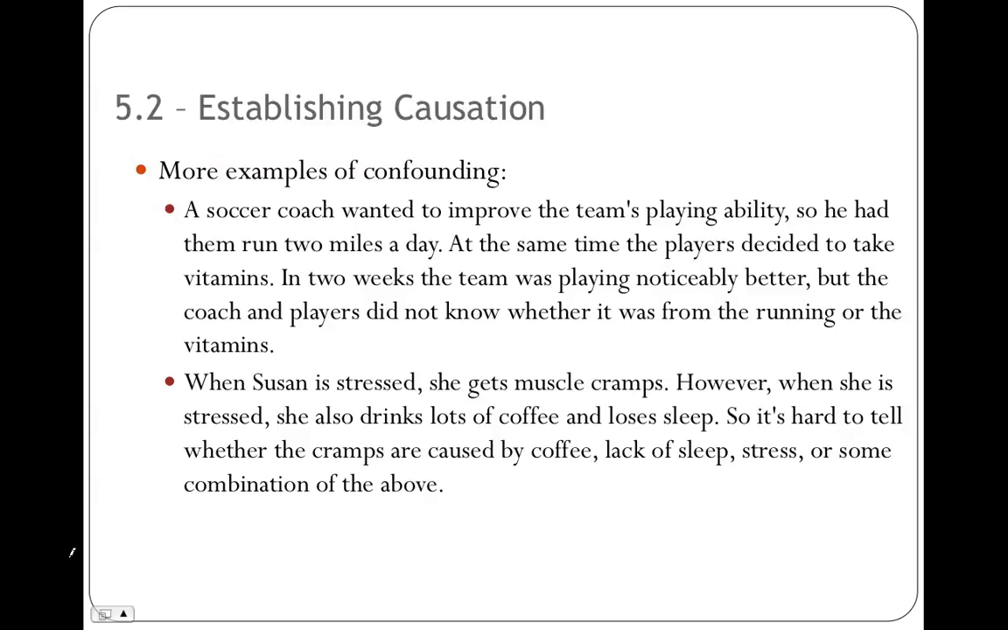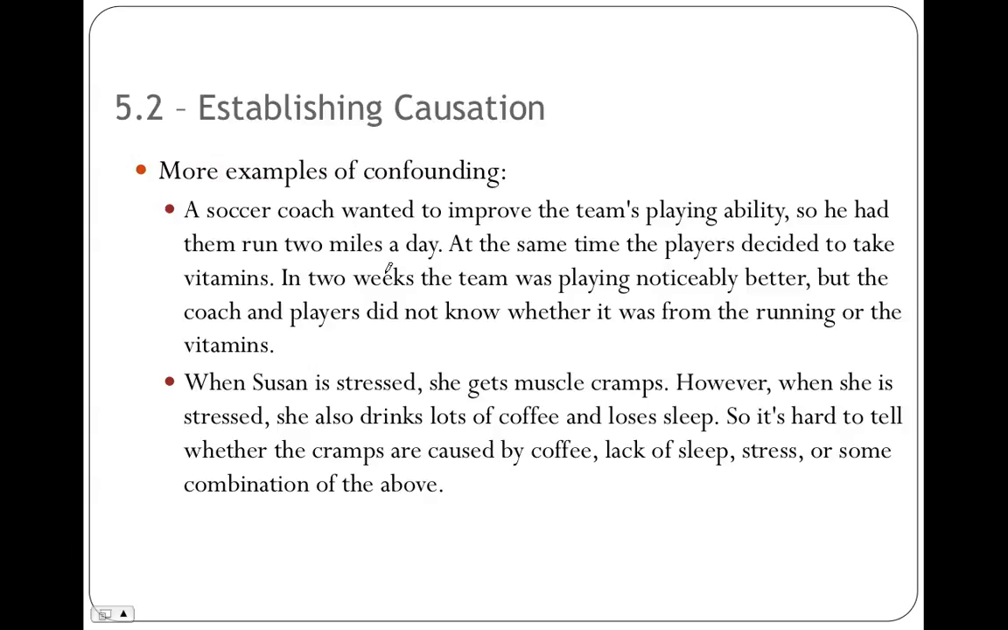Here are a few more examples of confounding. A soccer coach wanted to improve the team's playing ability, so he had them run 2 miles a day. At the same time, the players decided to take vitamins. In 2 weeks, the team was playing noticeably better, but the coach and the players didn't know if it was from running or from the vitamins.